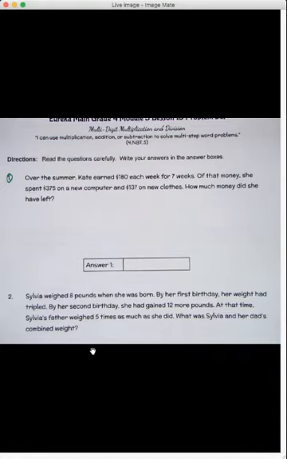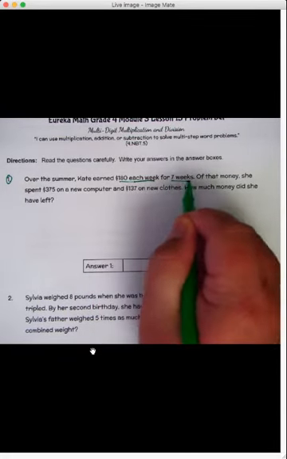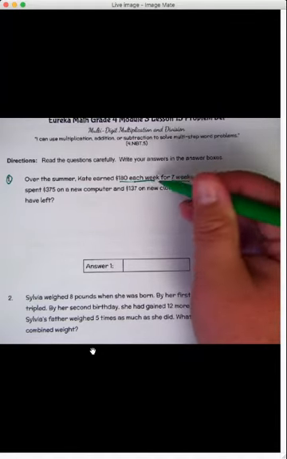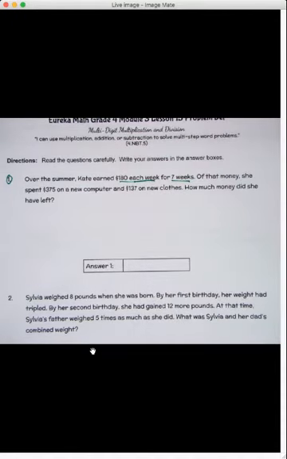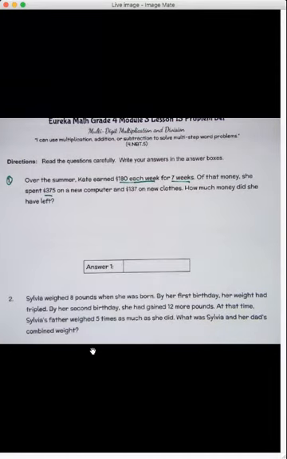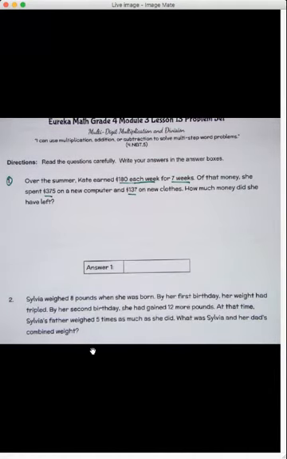So here we go. Number one here says, over the summer, Kate earned $180 each week for 7 weeks. So she worked for 7 weeks, and every week she worked, she made $180. Of that money, she spent $375 on a computer and $137 on new clothes. So how much does she have left?